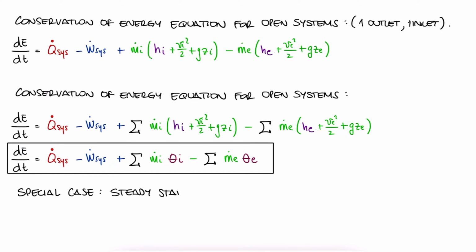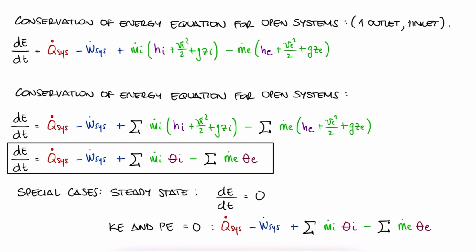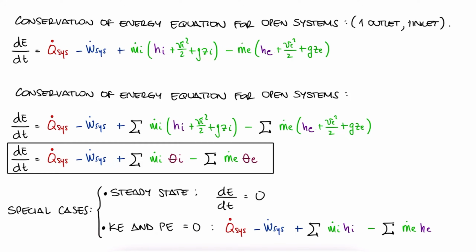At steady state, remembering the definition we used during the last lecture, dE/dt would be 0, since the energy would not be changing over time. If the kinetic energy and potential energy are ignored, we would have the sum terms with enthalpy only, h instead of theta. And if we only have one inlet and one exit, then we can get rid of the summations.